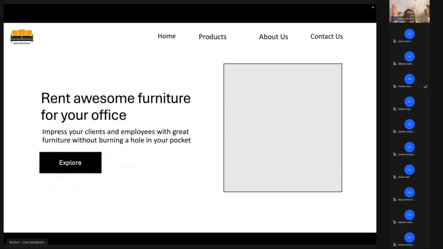So for example, here what we are saying is, okay, we'll have a hero section where we are introducing the product. We will have a top navigation. We'll give a CTA for the user to explore the products, and then he can continue his journey from there. So this is what we are thinking.